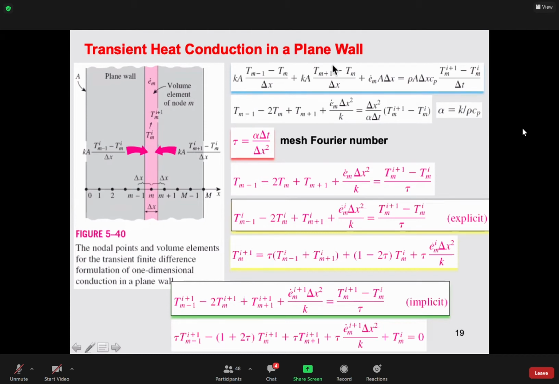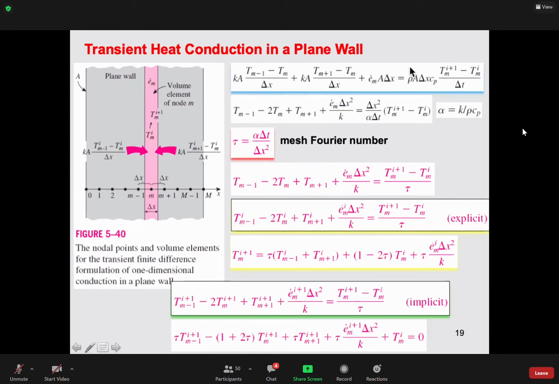We wrote the energy balance: conduction comes from m-1, conduction comes from m+1, plus the energy generated inside this thickness, is equal to the change of energy, the temperature of that control volume, as a function of time. Time is represented with the notation i and i+1, which shows the variation of the temperature of node m at two time steps, now and a future time step. The time step could be 5 minutes, 1 hour, or 10 hours, depending on the way we are solving the problem.